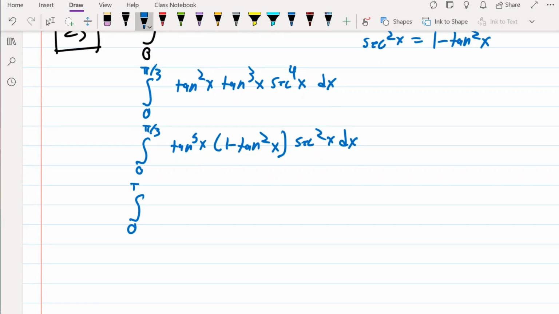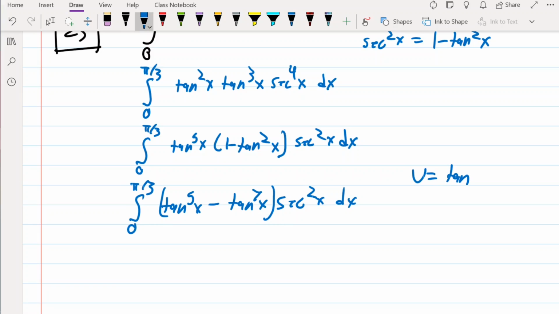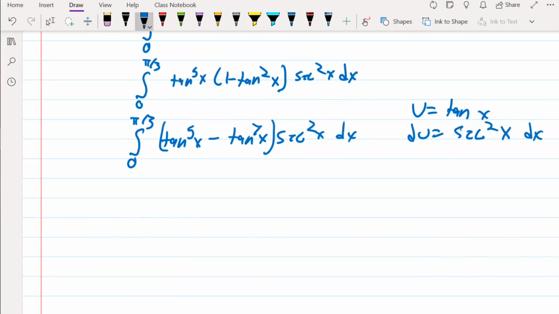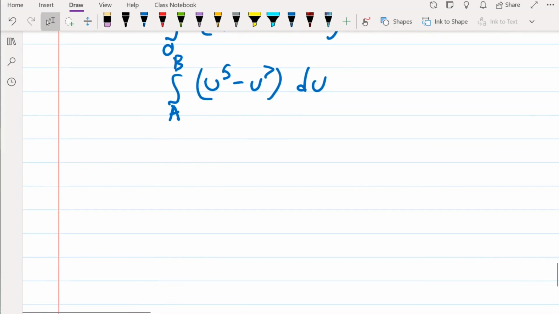So we're going to get the integral of 0 to pi over 3 of tangent to the 5x minus tangent to the 7x secant squared x dx, where we're going to want to set u equal to tangent x, and du is going to be equal to secant squared x dx. So we could evaluate u at these points, but I'm just going to use alpha and beta, of u to the 5th minus u to the 7th du. And then this is really nice and easy to integrate.